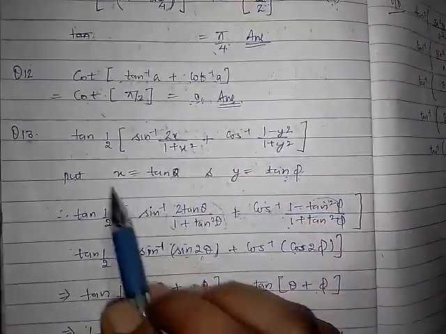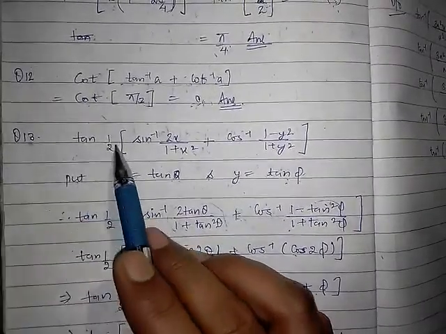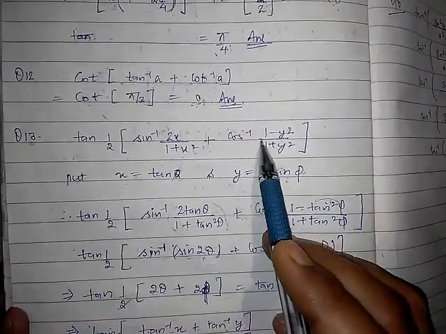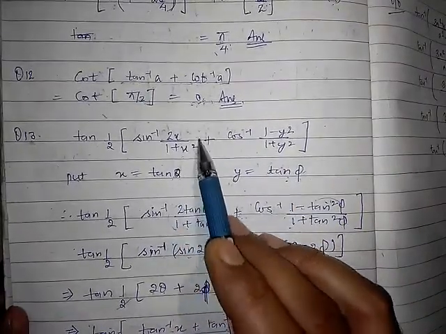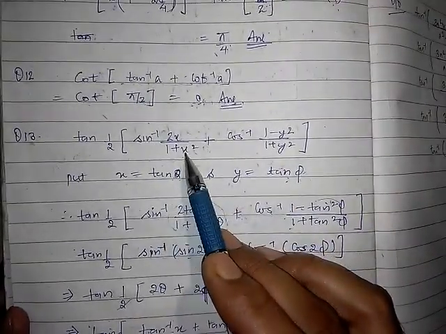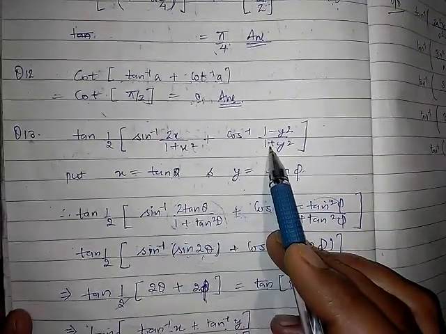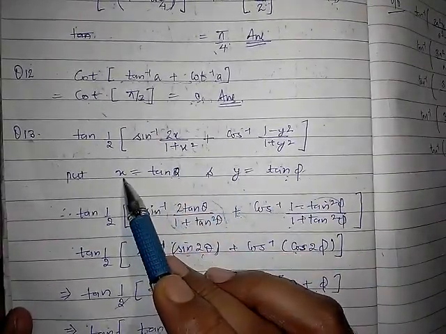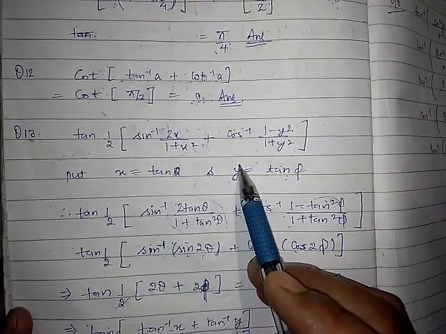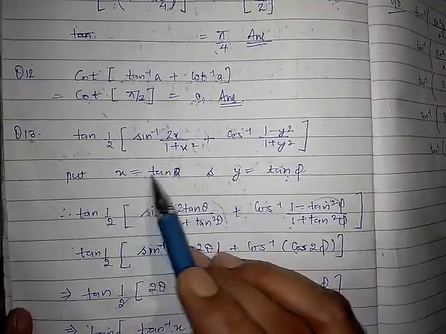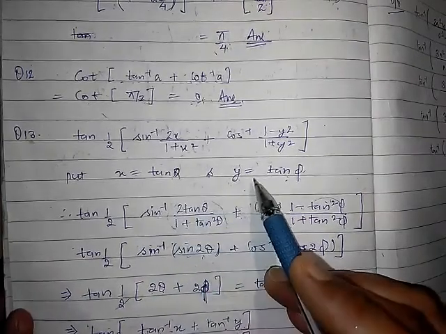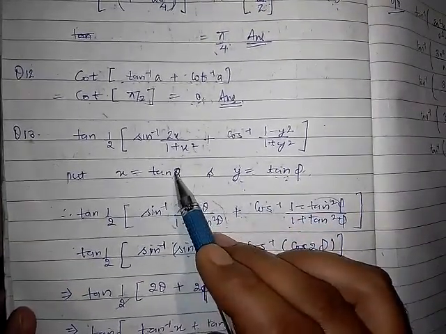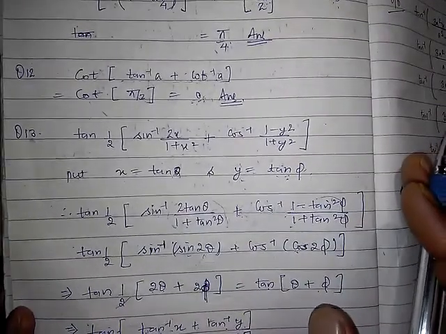Then after that, question number 13. Tan of 1 by 2 sine inverse this plus cos inverse this. Now you can see here two variables are there. First variable is x, second variable is y. Now it means when you put the values of x and y, they should be different. So here I have put x is equal to tangent theta and y is equal to tangent phi. Function can be same, but this angle theta and phi will be different only, right?